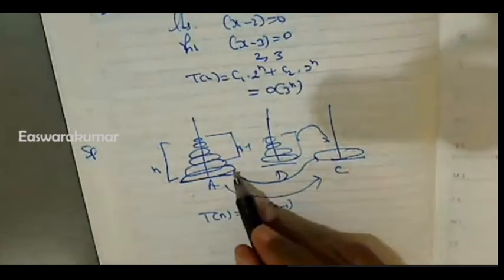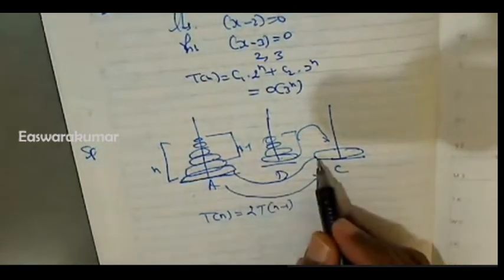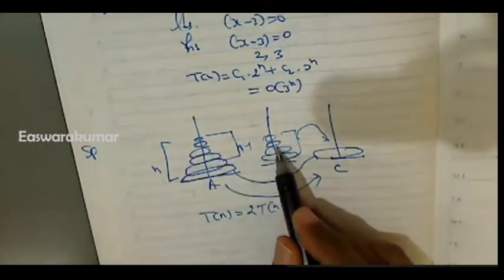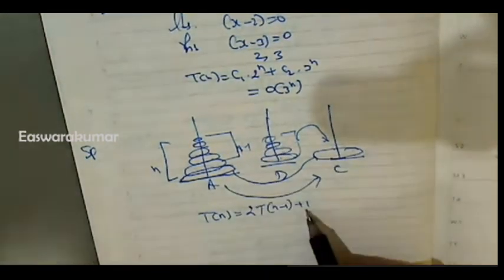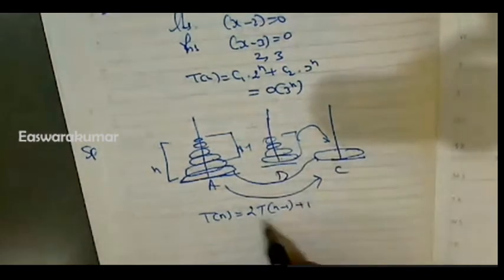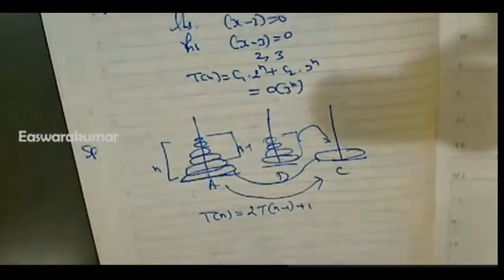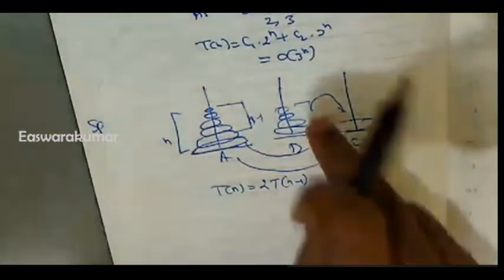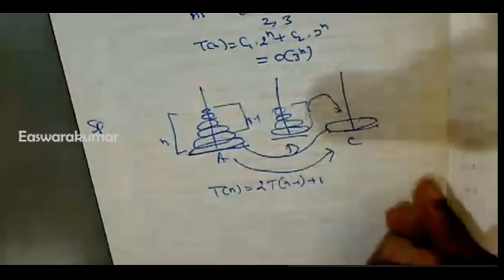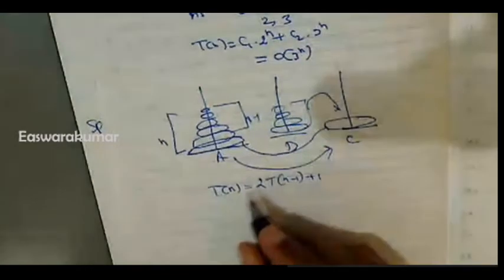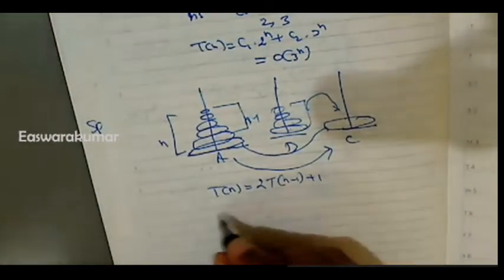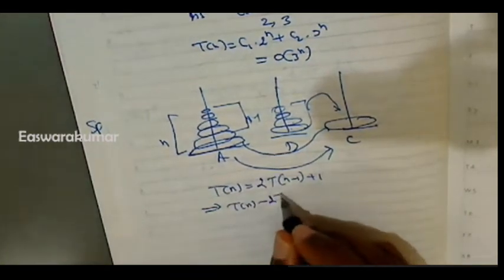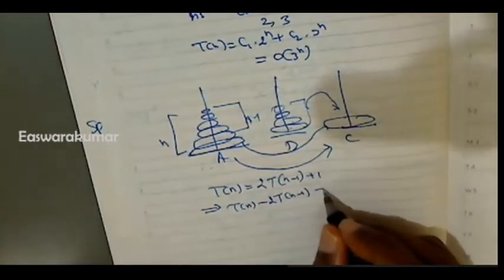And apart from that, we are moving one disk to this place, right? So that is plus 1. So n-1 disks, then one disk to this one, then another n-1. So it is 2 times T of n-1 plus 1. So what we got? We got the recurrence equation. Now let us see the complexity of this problem. First we can bring all the T terms to the left side. So T of n minus 2 times T of n-1 is equal to 1.